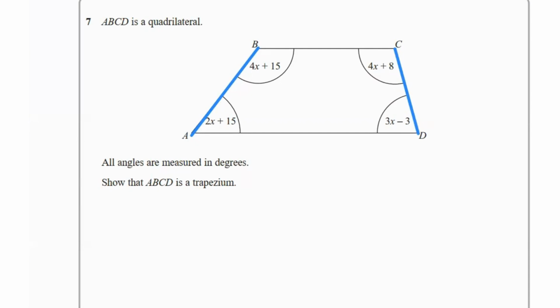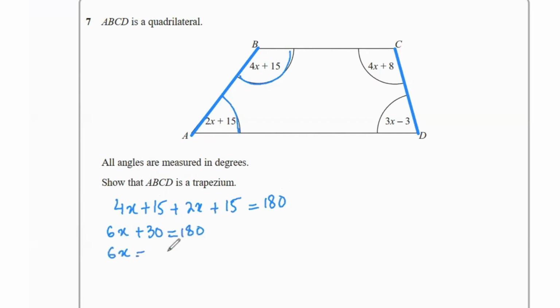So what we're going to do is pick this angle and use it to find the value of x and to prove that this is a trapezium. Since these two are supplementary, the sum of these two angles equals 180. So 4x plus 15 plus 2x plus 15 equals 180. That is 6x plus 30 equals 180. 6x equals 180 minus 30, 150. And x is 150 divided by 6, which is 25 degrees.